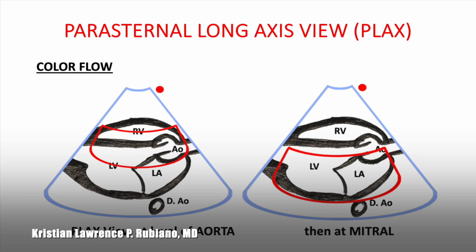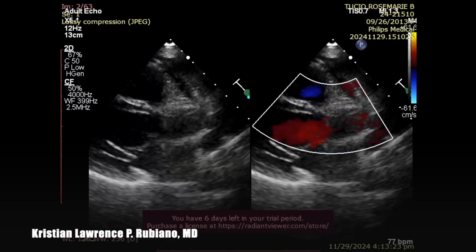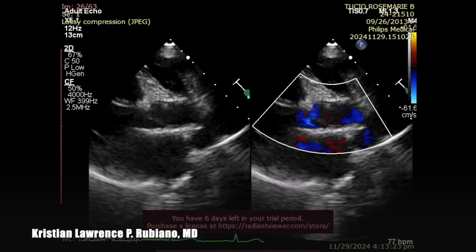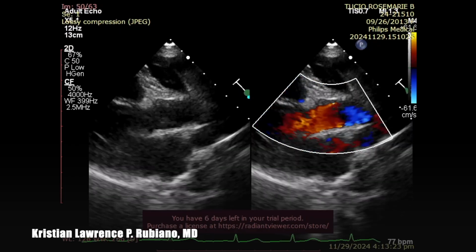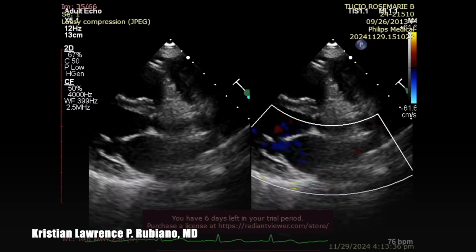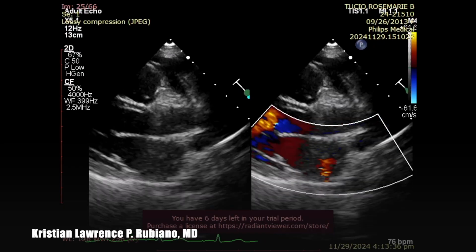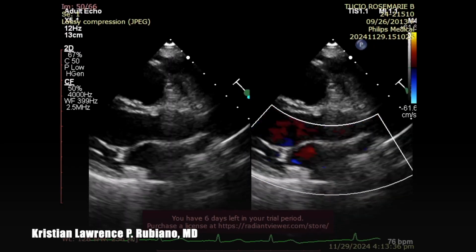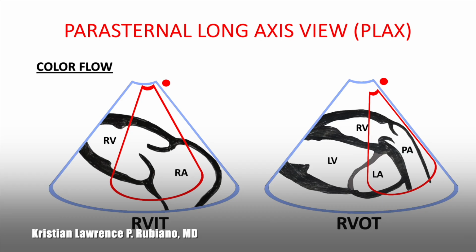First, we focus on the LV outflow tract, including the interventricular septum, to check for turbulence in the LVOT, regurgitation, as well as any dropout to check for VSDs. Next, we move the sample volume or the region of interest to the LV inflow tract to check for any turbulence, regurgitation in the LV inflow tract.